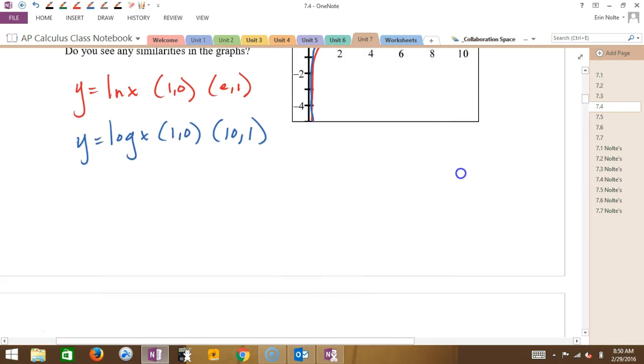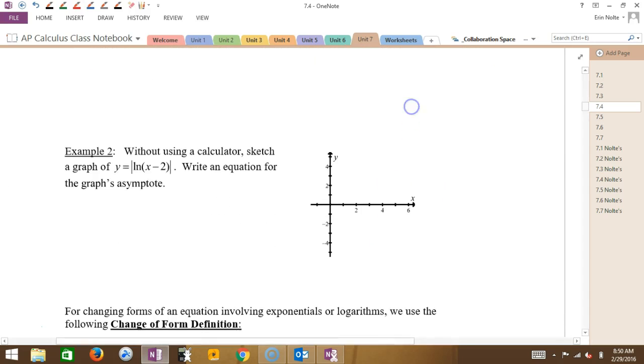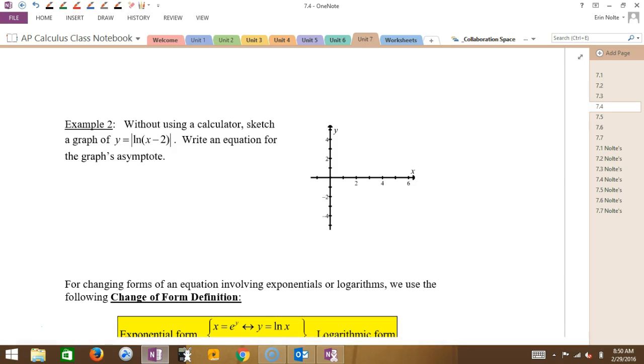All right, let's do example number 2. Now this time, without using a calculator, let's see if we can sketch the absolute value of the natural log of x minus 2. What happens if I have an x minus 2 in parentheses for any function? What direction does it move? It goes to the right 2, exactly.